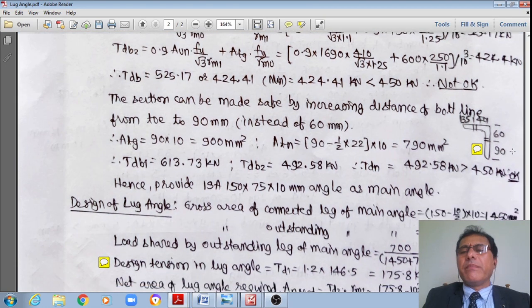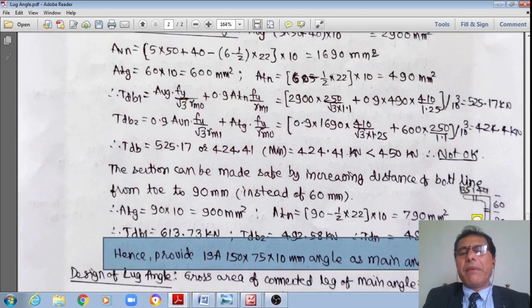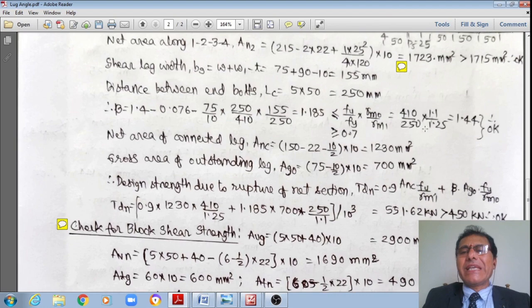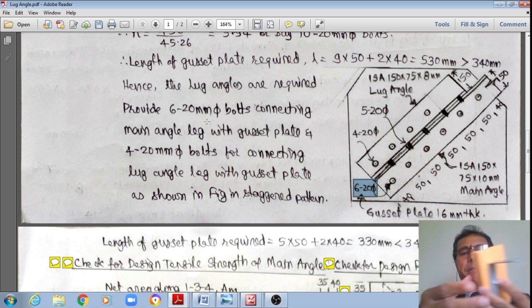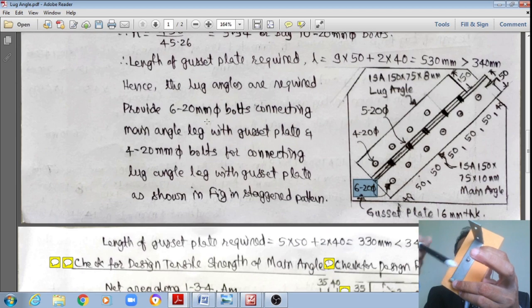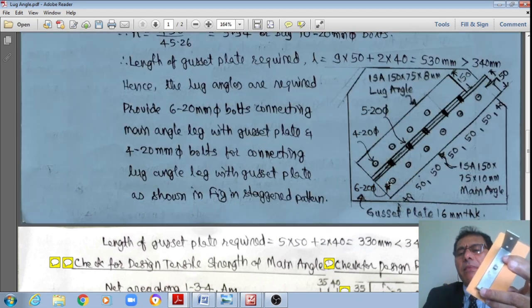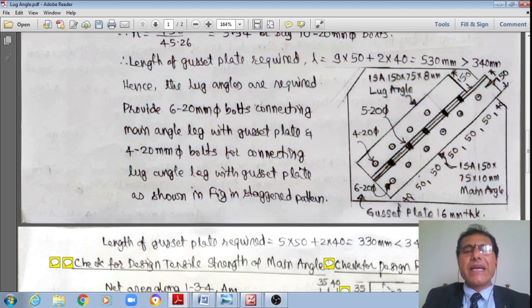But now I am okay by changing from 60 to 90 mm. Hence provide ISA 150 by 75 by 10 mm angle as the main angle, connected by means of 6 20 mm dia bolts to the main gusset plate in a single row, like this. 1, 2, 3, 4, 5, 6 number of bolts. That is how the design of the main angle and its connection is done.